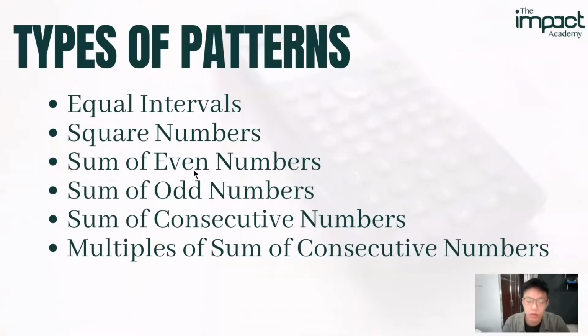Now, the first thing that you want to know is the types of patterns. There are a total of 6 types. The first one is what we call equal intervals, which I will cover in today's session. The second one is square numbers, followed by sum of even numbers, sum of odd numbers, sum of consecutive numbers, and multiples of sum of consecutive numbers, which I will cover in the next few videos.